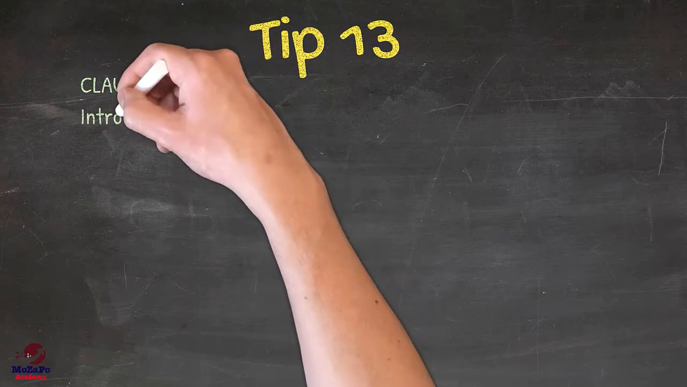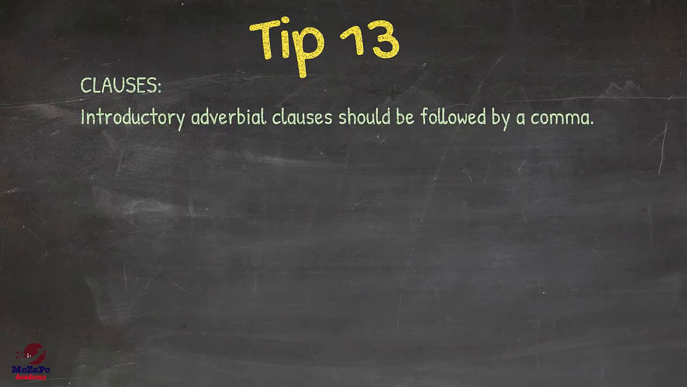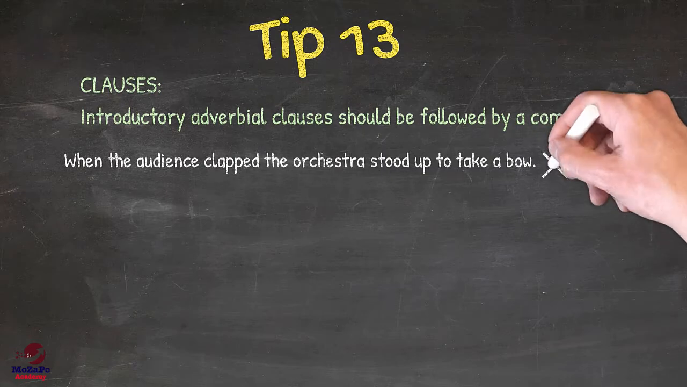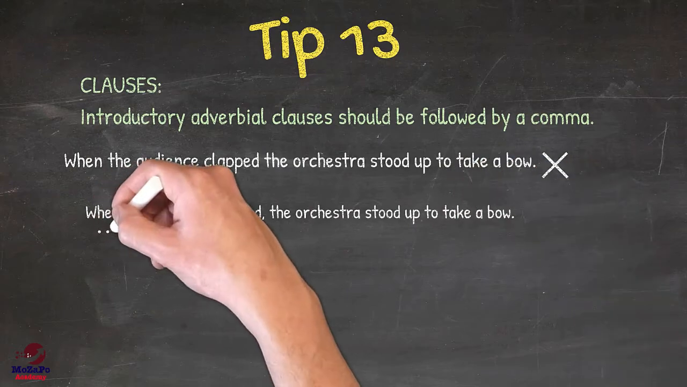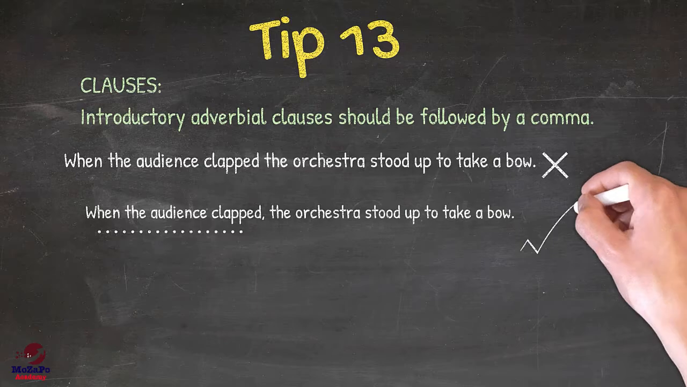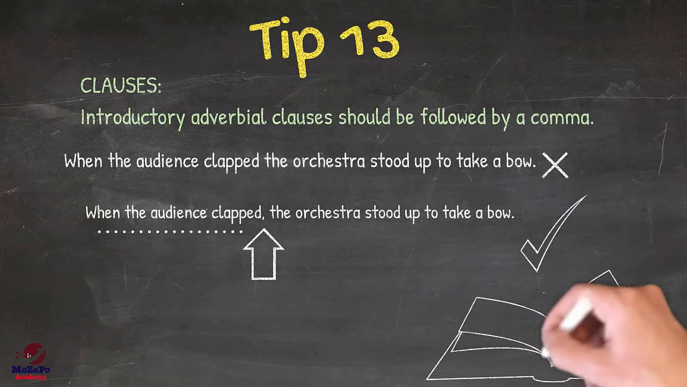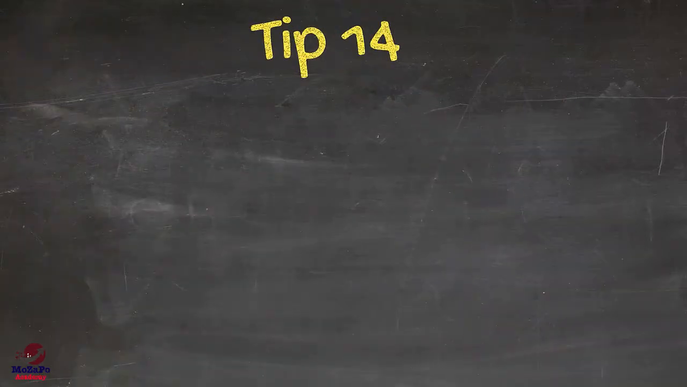Next tip. Clauses. Introductory adverbial clauses should be followed by a comma. As you can see here, when the audience clapped, the orchestra stood up to take a bow. Here, after clapped, also I paused. It's the end of the adverbial clause in this sentence. So always place a comma right after the introductory adverbial clauses. When the audience clapped, comma, the rest of the sentence.